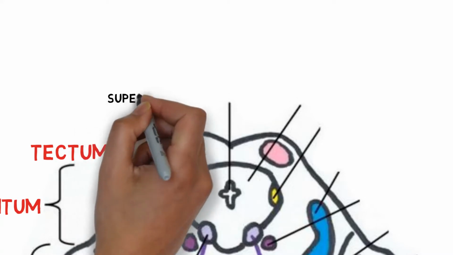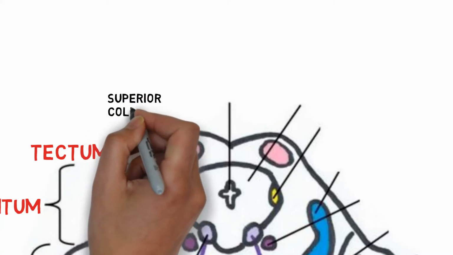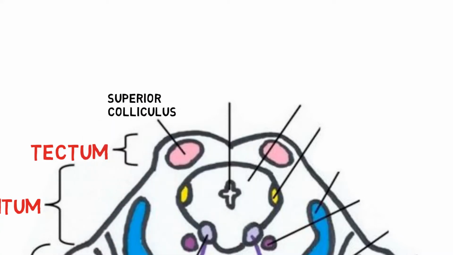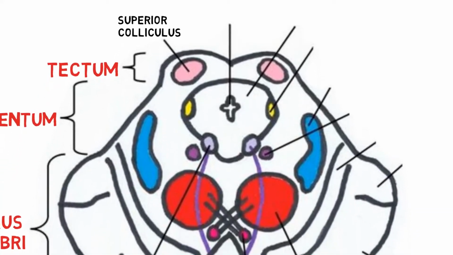The superior colliculus controls reflexive head movement to visual responses. The inferior colliculus controls reflexive head movement to hearing responses, such as you heard a loud noise and your head turns towards it. The tegmentum has several important structures.